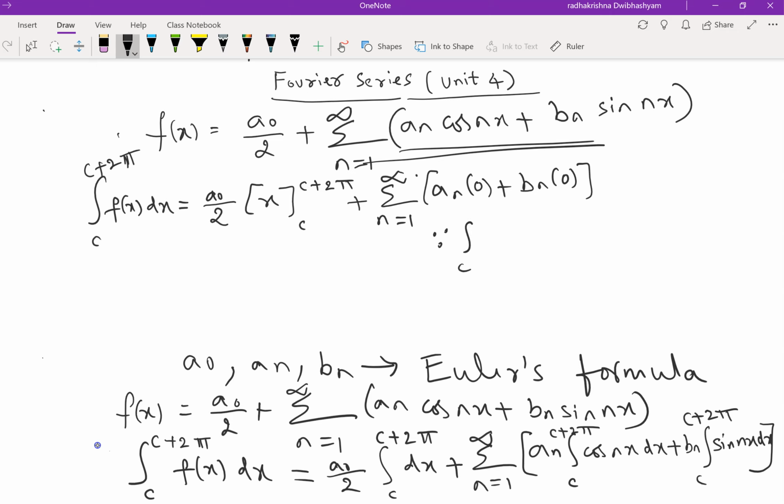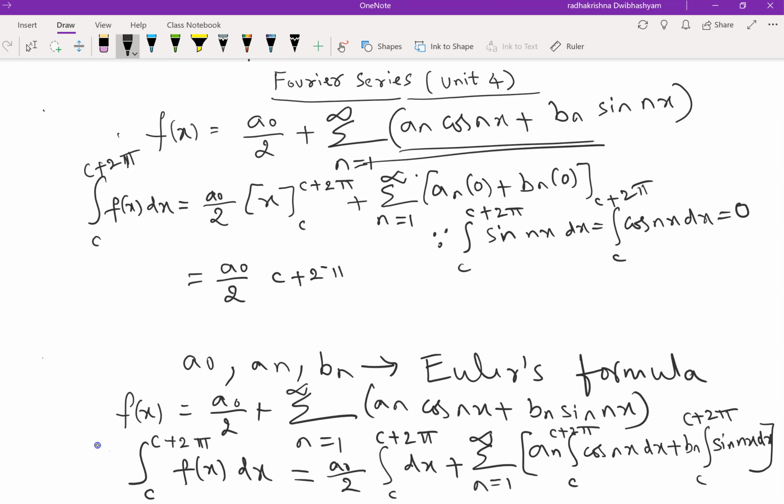Since integral c to c plus 2 pi sin nx dx equals integral c to c plus 2 pi cos nx dx equals 0. Now, if you apply limits here, this becomes a naught by 2 into c plus 2 pi minus c. So, plus c minus c will get cancelled. You get a naught by 2 into 2 pi.